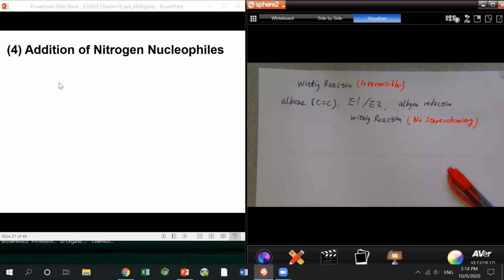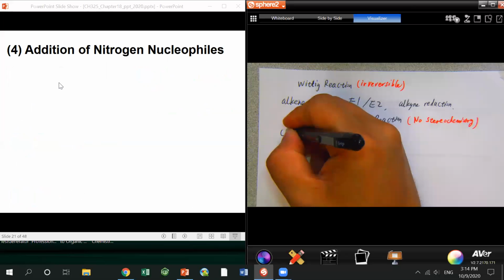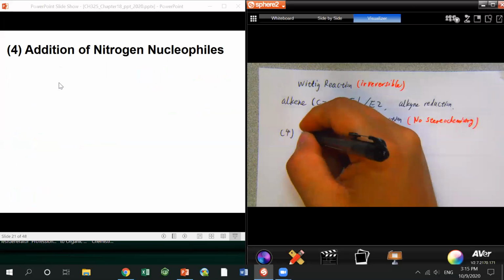All right, so that's the Wittig reaction, addition of a carbon nucleophile. Here we will learn another reaction, the fourth one: addition of a nitrogen nucleophile.